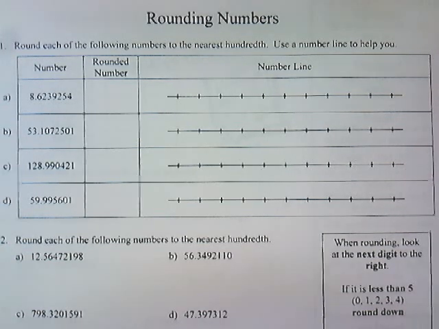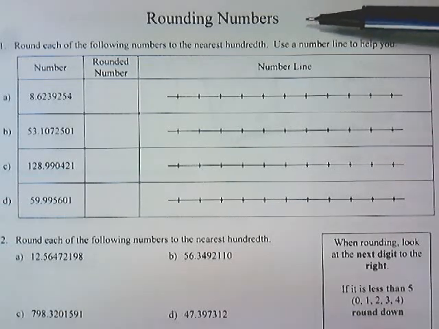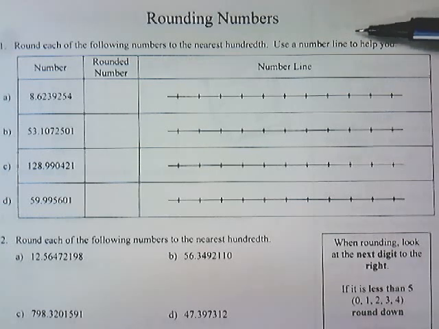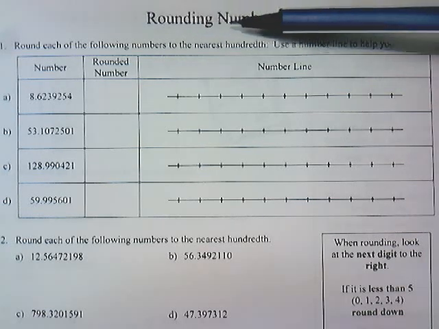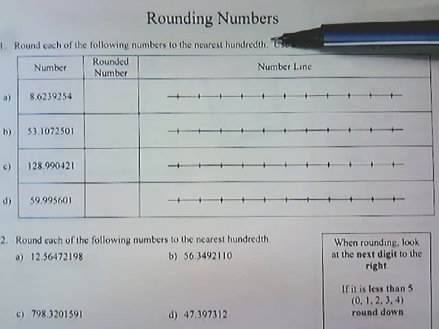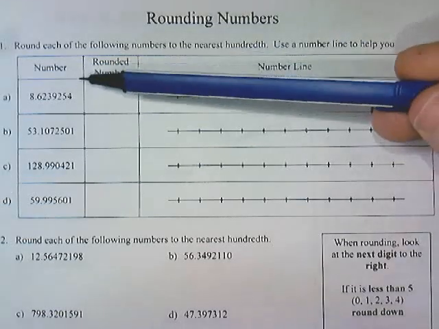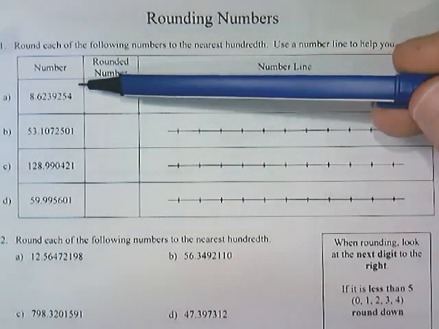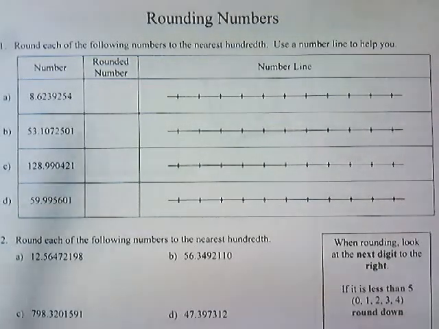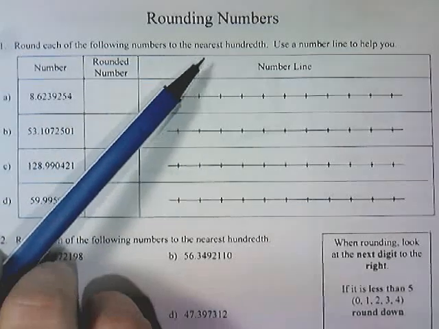Hello, grade 9s. Today, for the numeracy part of our lesson, we're going to be talking about rounding numbers. So our question here says, round each of the following numbers to the nearest hundredth. Use a number line to help you. So we've got a bunch of different numbers that have quite a few decimal places, and we would like to round it to the nearest hundredth.